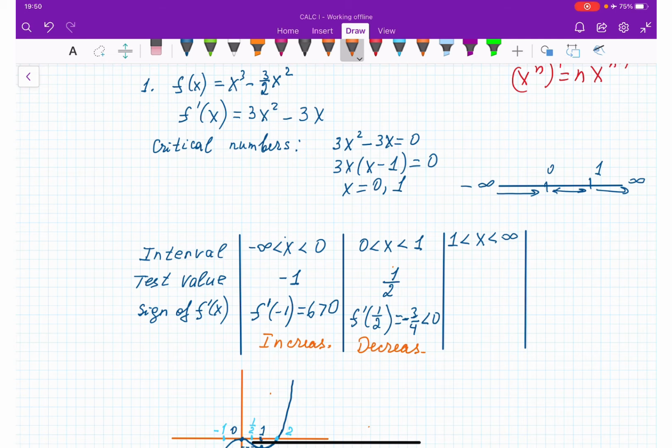Okay, and on the interval between 1 and infinity, I'm going to take testing value 2. If I plug 2 into f prime, the result is going to be positive 6, which is greater than 0, which means it's increasing.